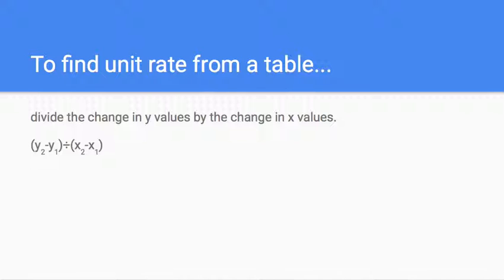Now what this means is we're going to look at the y values, which are generally the values on the right or the values on the bottom. These are also our dependent variables. So we're going to look at the dependent variable and take one dependent variable minus another. And then we're going to take the independent variables, or the x values, that correspond with those, and subtract those two. And then we divide. That's going to give us our unit rate.